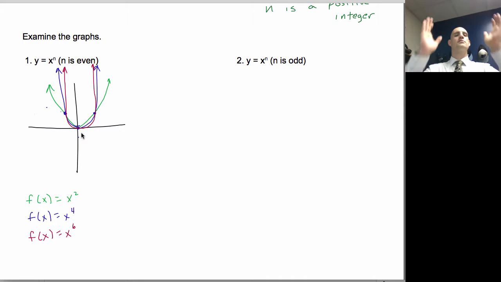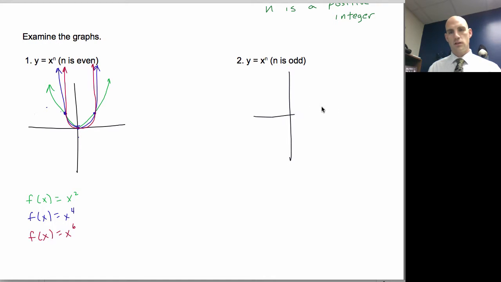So as I look at these families, look at what happens. We're symmetric with respect to the y-axis, okay? And we're kind of going in the same general direction. Let's look at a cube and a fifth and a seventh, okay?